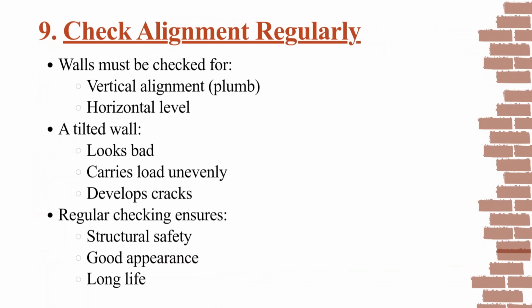Now, rule number 9, check alignment regularly. Walls should be checked continuously for vertical alignment and horizontal level. Even small errors, if ignored early, become big defects later. A tilted wall not only looks bad but also carries the load unevenly, which can lead to cracks and failure. Regular checking ensures safety and good appearance. So, this is also important, to check the alignment regularly in brick masonry work.